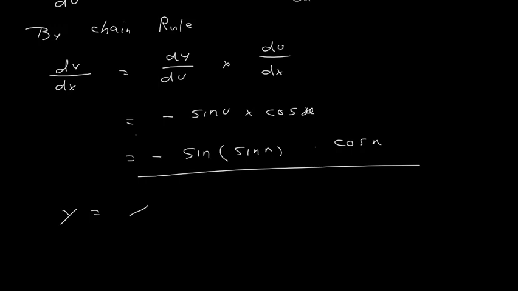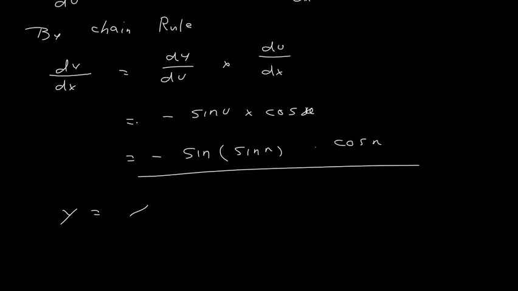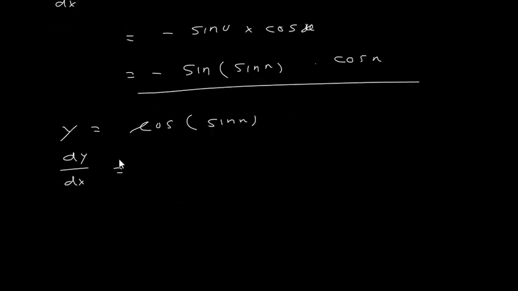Again I will discuss the alternate method. The problem is cos of sin x, so y is equal to cos of sin x. Now we will use the chain rule indirectly, so dy upon dx is equal to the derivative of cos, which is minus sine, so it is minus sine of sin x.